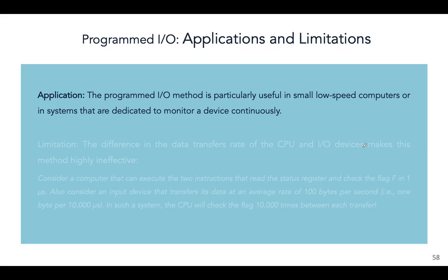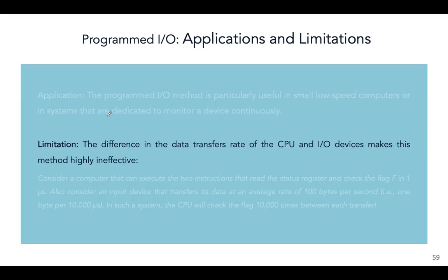Now, the application of this method of data transfer, programmed IO, is that it is particularly useful in small, low-speed computers or in systems that are dedicated to monitor a device continuously. Because remember, it's entirely the CPU's responsibility to keep an eye on all the peripheral devices and to be available whenever any of them needs any kind of data transfer. So it's only useful in small, low-speed computers or systems where you only have 1 or 2 peripheral devices, so it's entirely dedicated to those devices only.